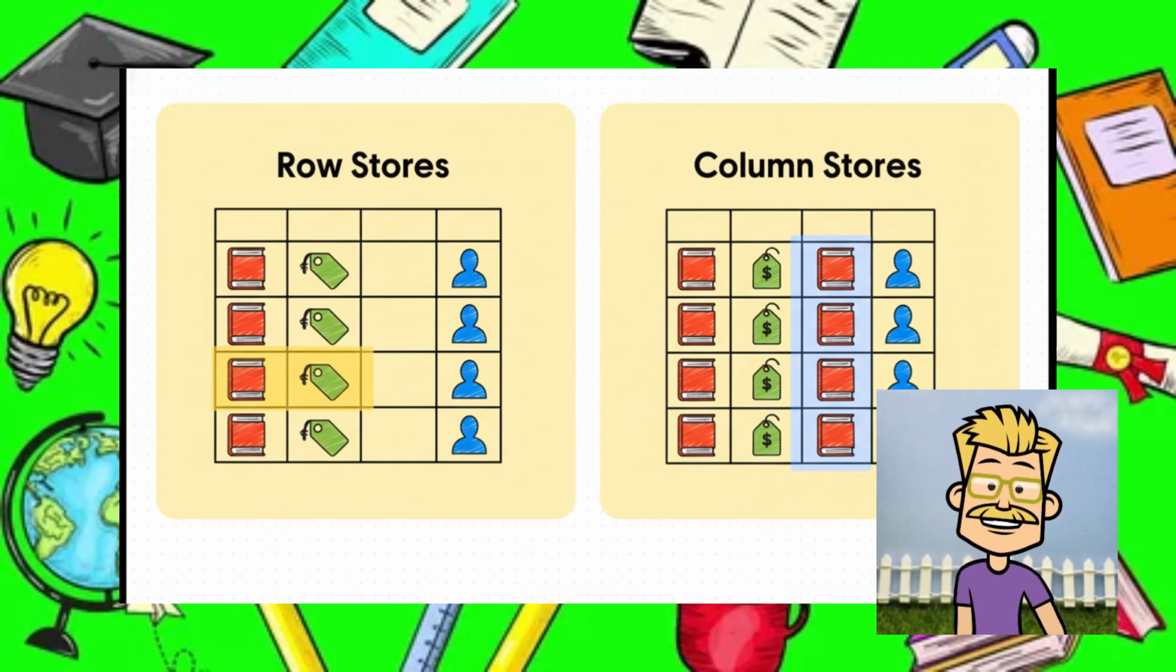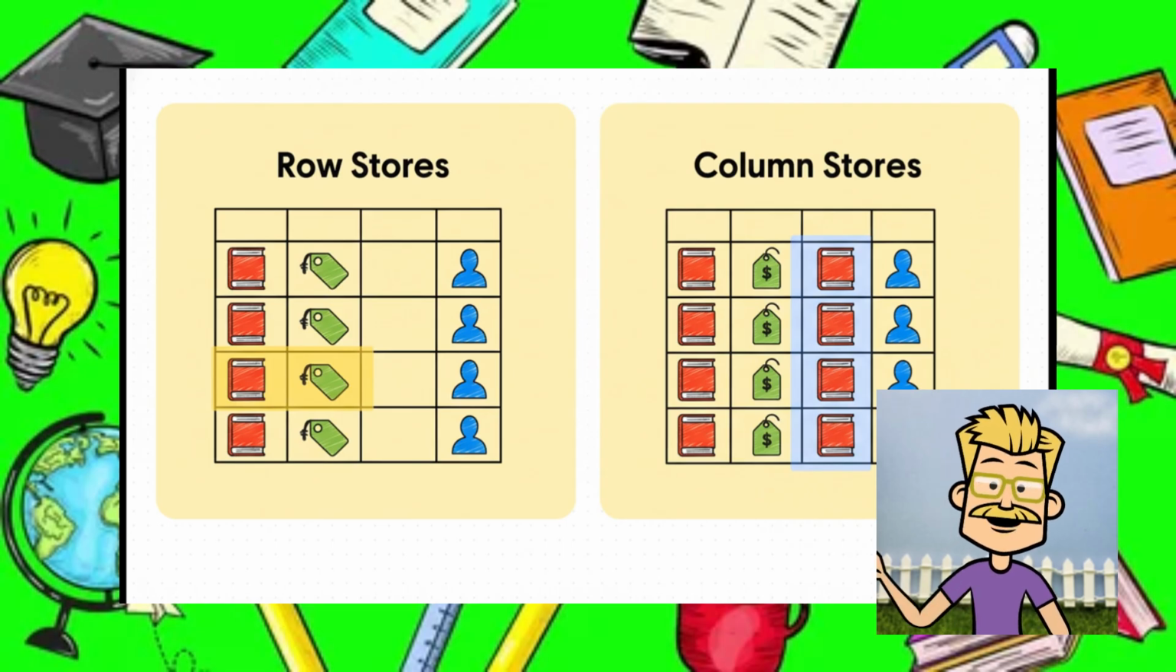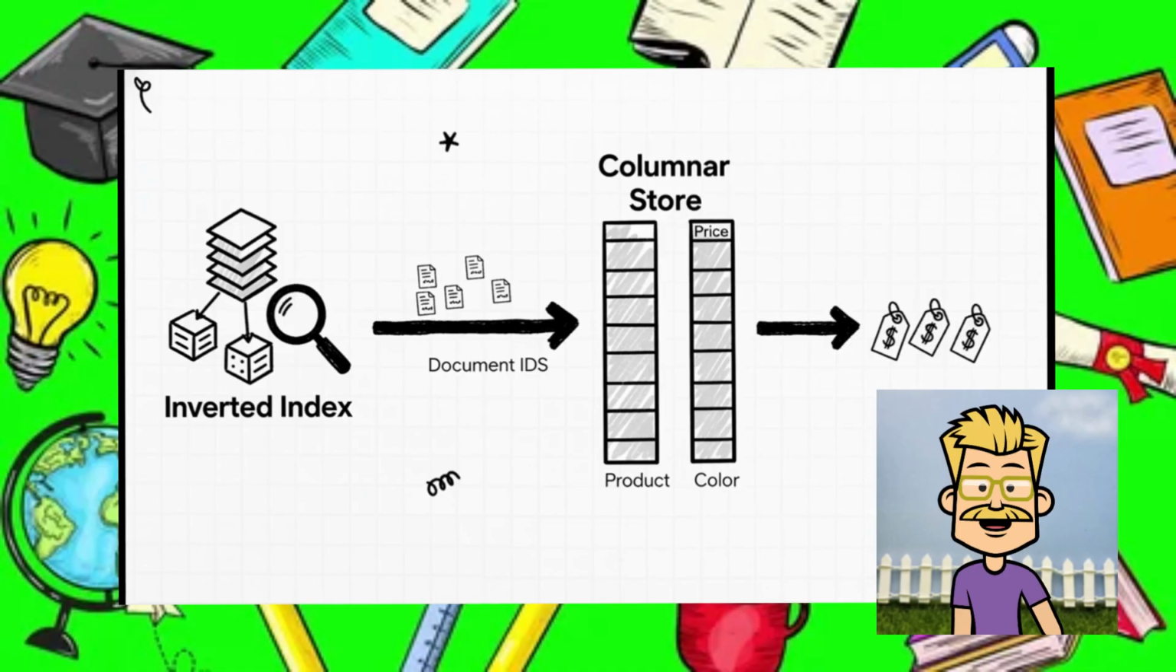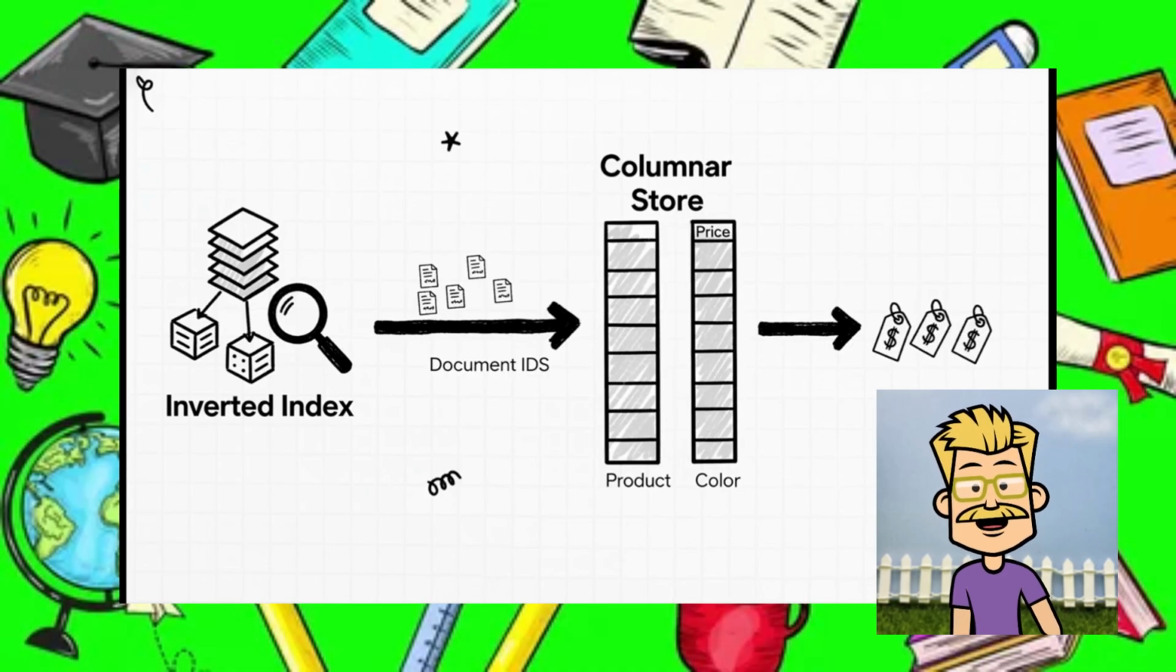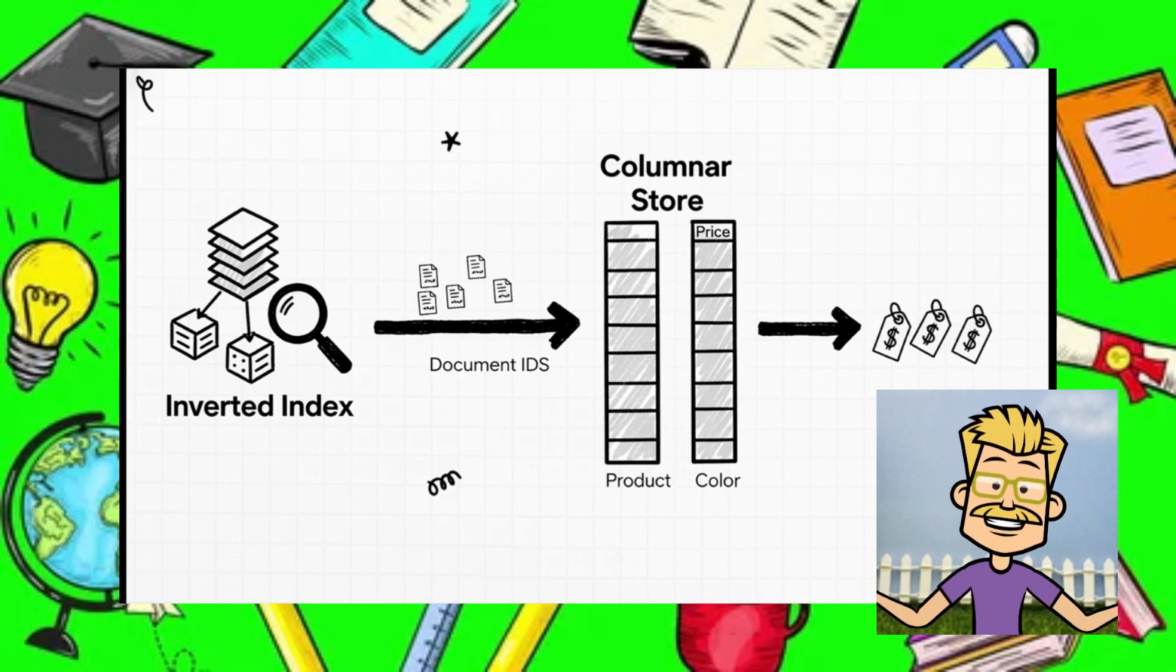But check out the right side. That's a columnar store. It groups all the values for a single field together. All the prices are in one neat block of memory, all the titles in another. So here's how that helps us. Once that inverted index gives us our list of document IDs, we don't go back to the full documents, no way.